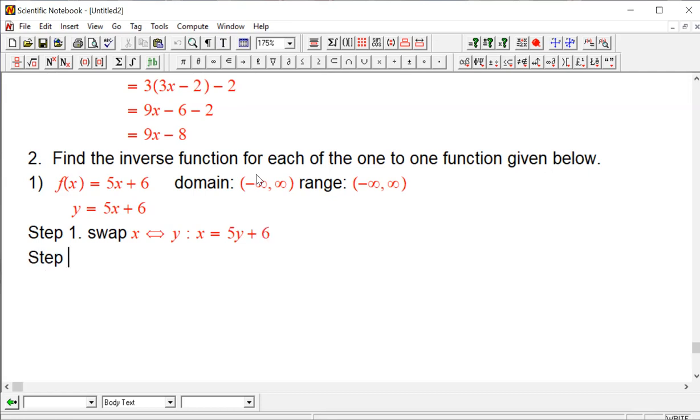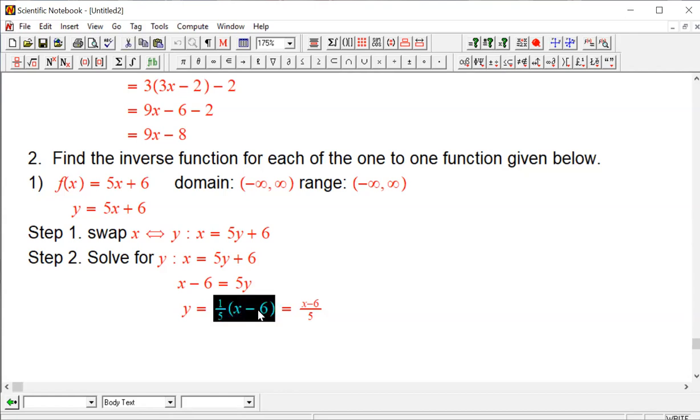Step 2: solve for y from this equation. Subtract 6 on both sides, so x minus 6 equals 5y. Then divide both sides by 5, or multiply by 1/5. So y equals 1/5 times x minus 6. You could also write it as x minus 6 all over 5. That's fine too.